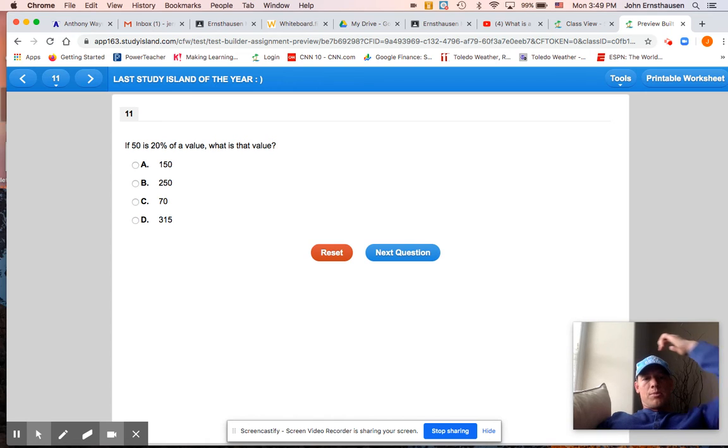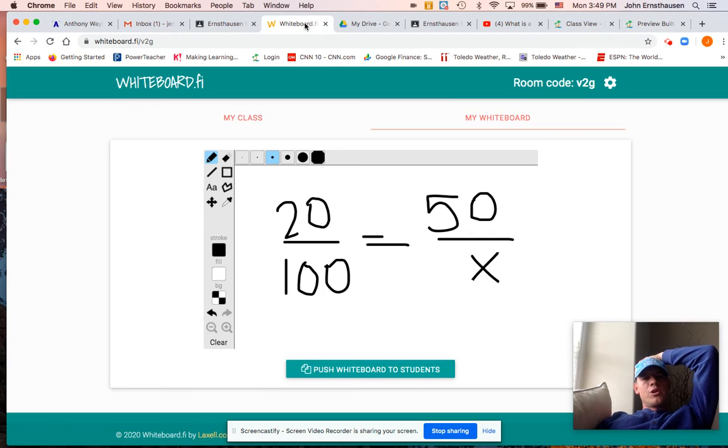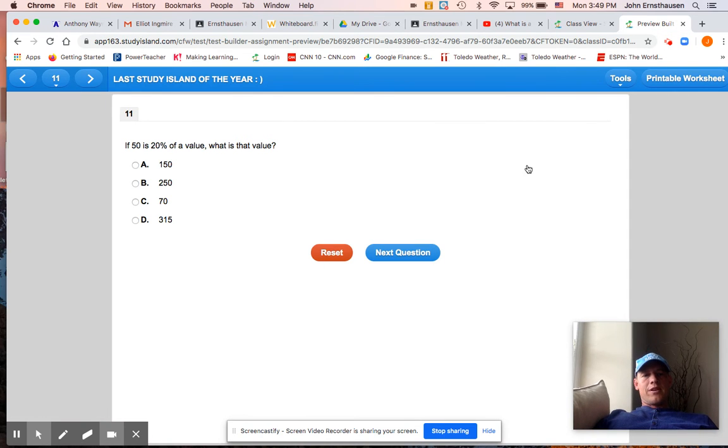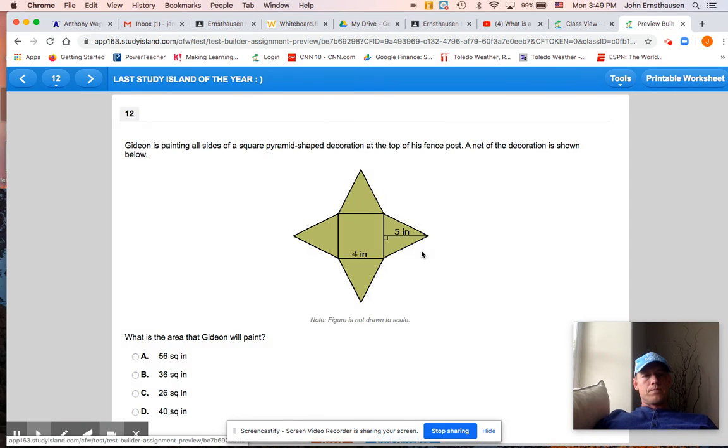If 50 is 20% of a value, what is that value? I have my virtual whiteboard here. I'm going to show you. You always put the percent over 100. It said 50 is 20%, so I line these two up. I'm going to put my total that I'm looking for in my denominator, and this is how I would suggest doing this with a proportion. There are other ways you guys may be able to figure that one out even mentally.